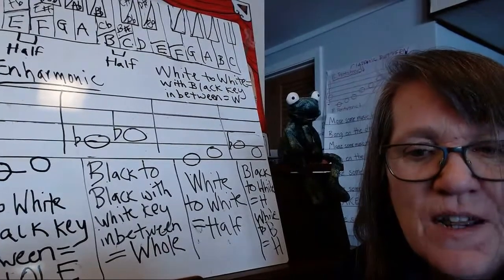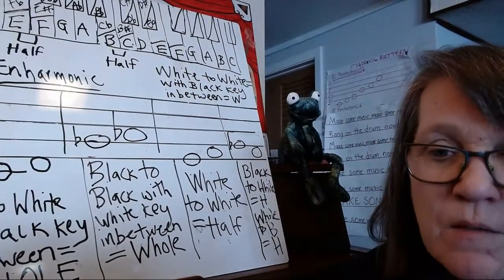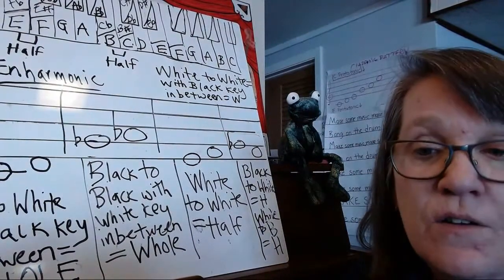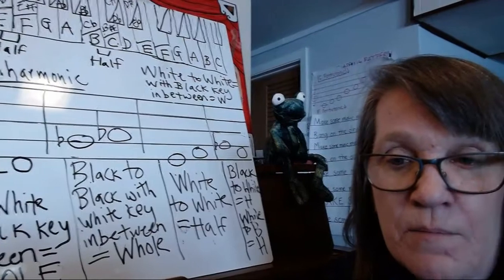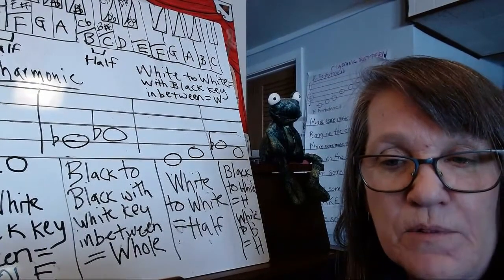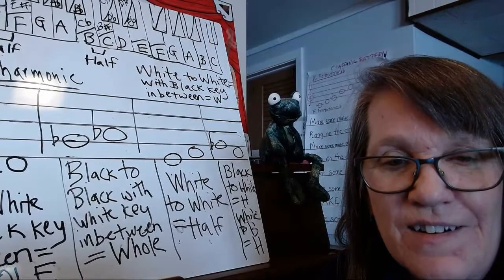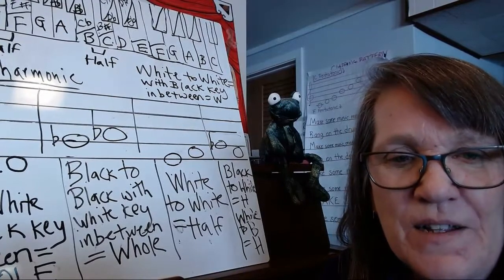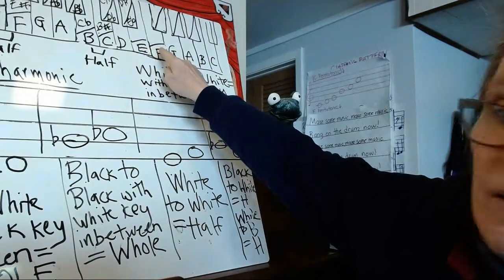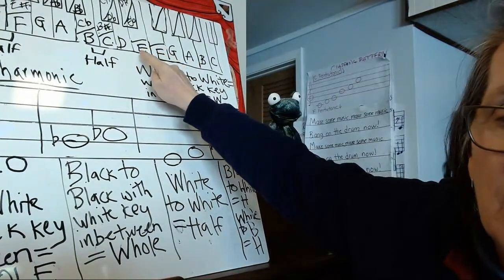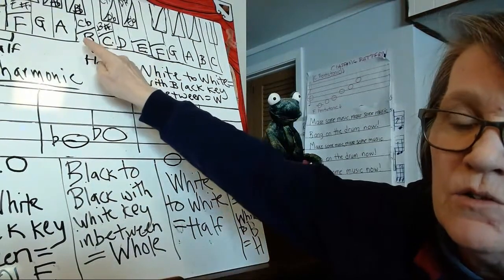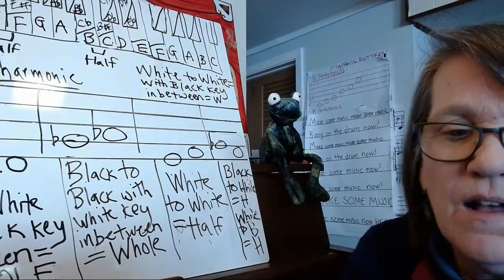Everyone. So now we're at the point where we're going to be talking about whole steps, half steps, and enharmonic notes. The thing to keep in mind is that the keyboard has some half steps that are kind of hidden. They are between E and F because there are two white keys in a row. And they also are between B and C because there are two white keys in a row.